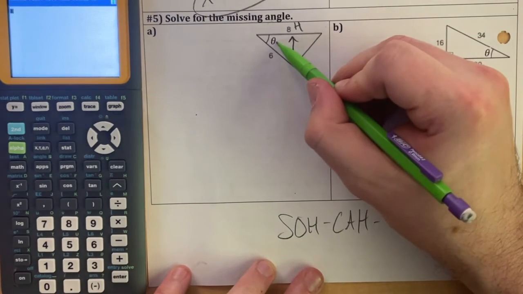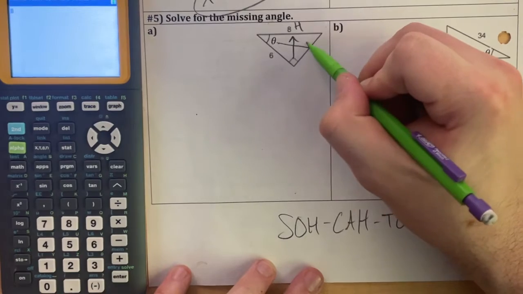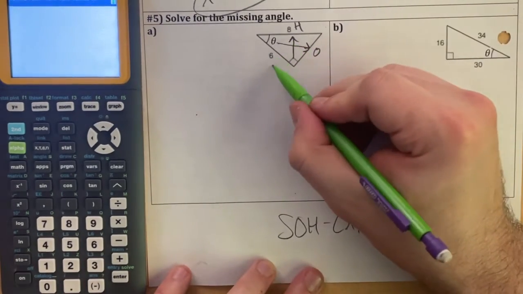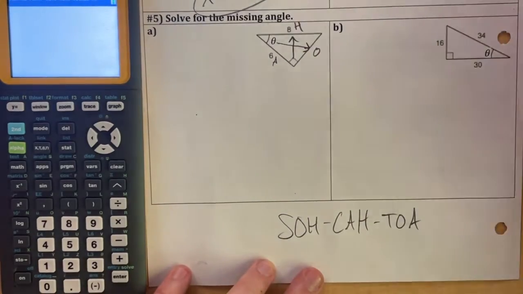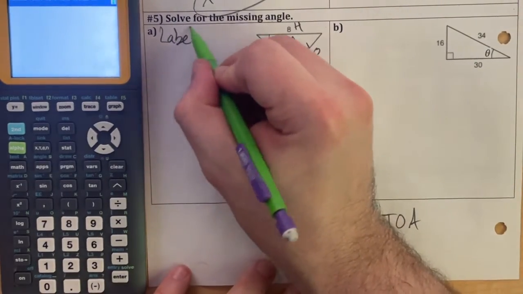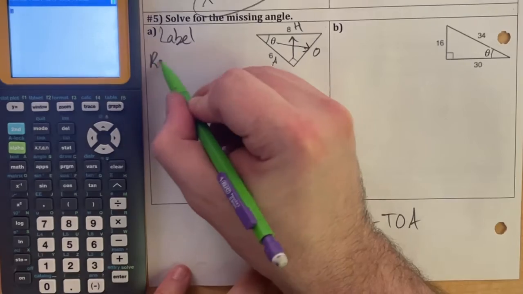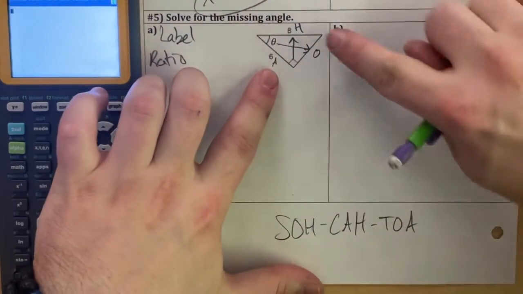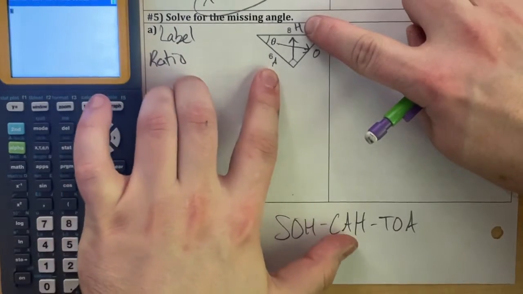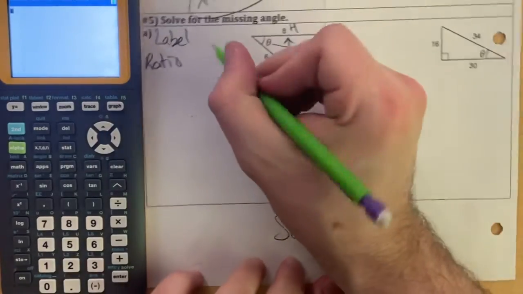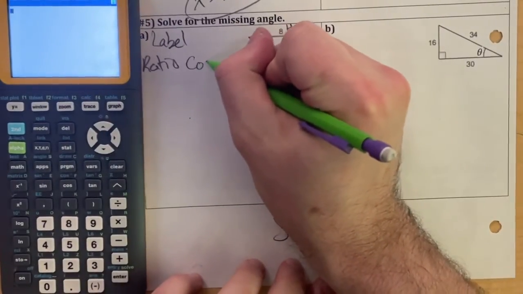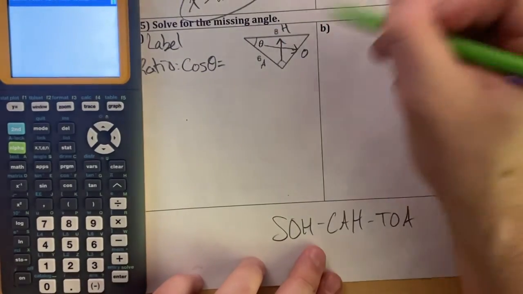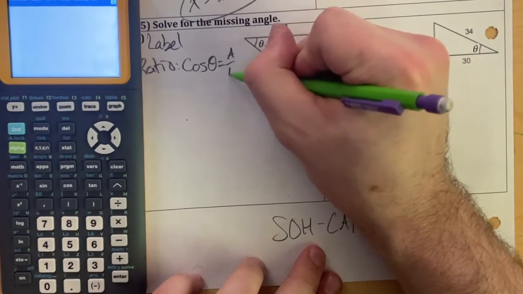We have our angle theta, which is what we're looking for. The side opposite of that is called O, and then we have 6 as our adjacent. So I have my labels. I have my ratio. Well, let's find out what we need. So we have A and we have H, and so that means we're going to use cosine. So I have cosine of theta is going to be equal to adjacent over hypotenuse.